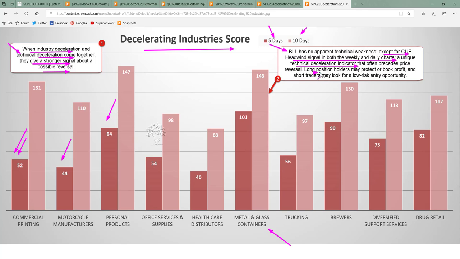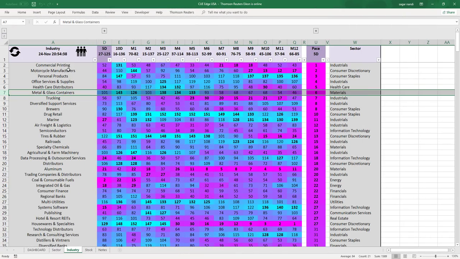If you are holding a long position, you may protect or book profit. And short traders may look for a low-risk short entry opportunity. Studying industry deceleration using QH, all the decelerating industries are shown with magenta color under past 5 days column. Metal and glass containers is one of the decelerating industries.